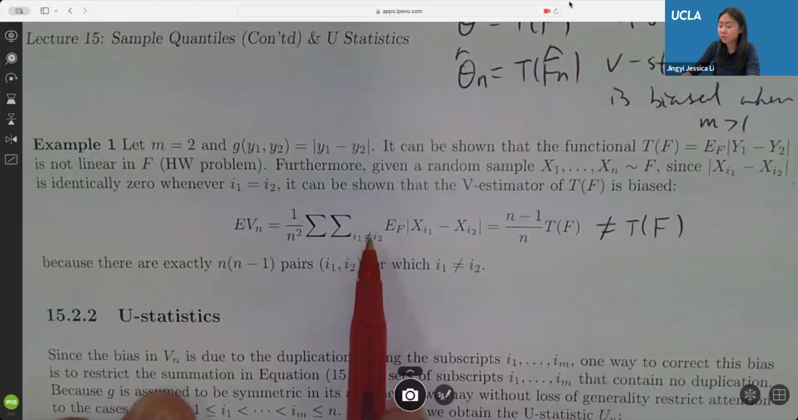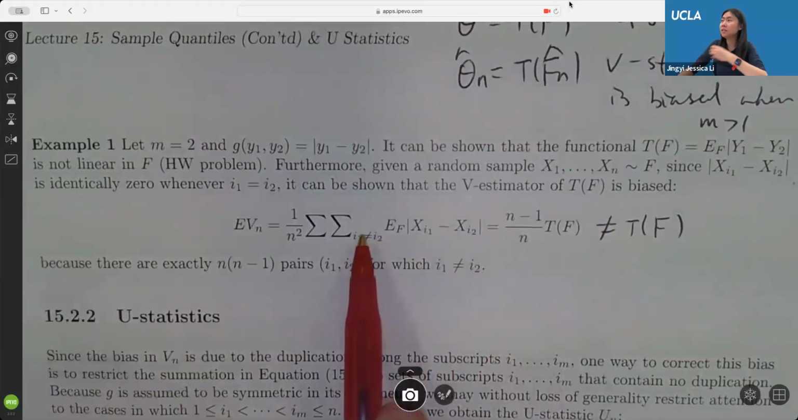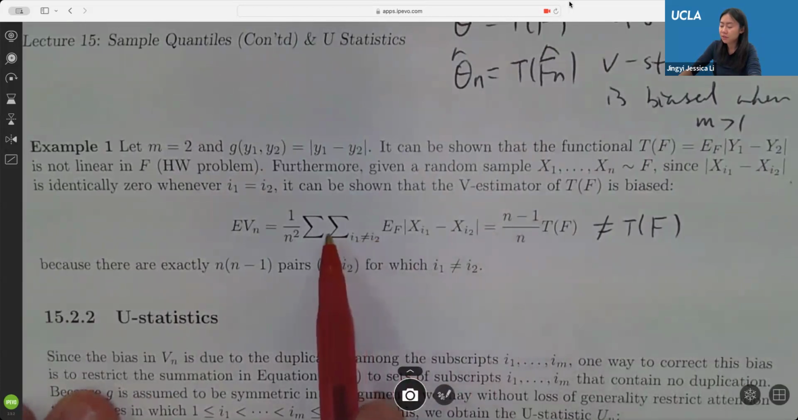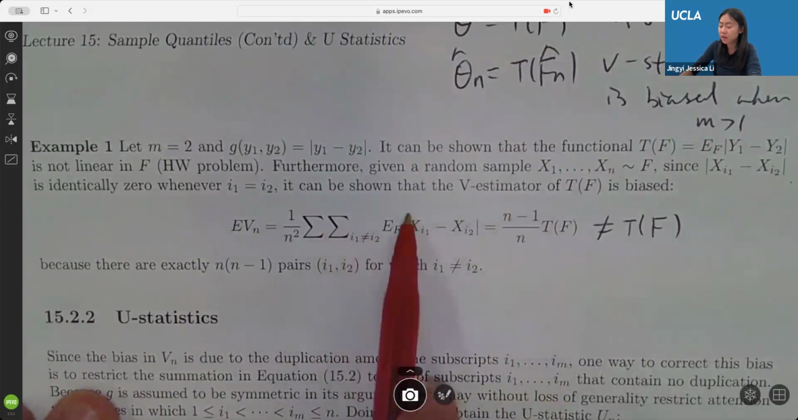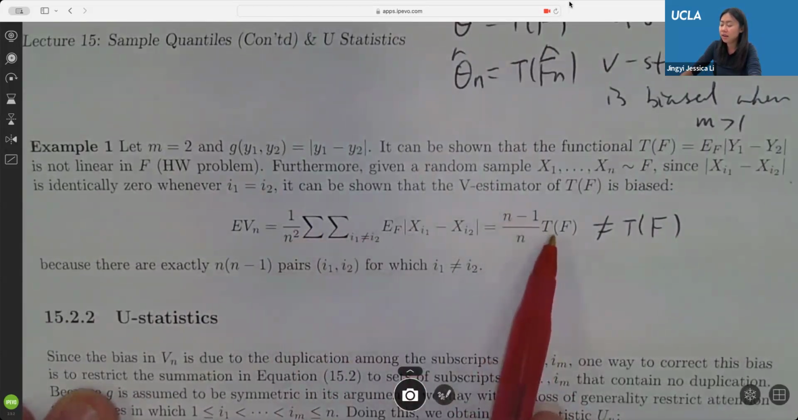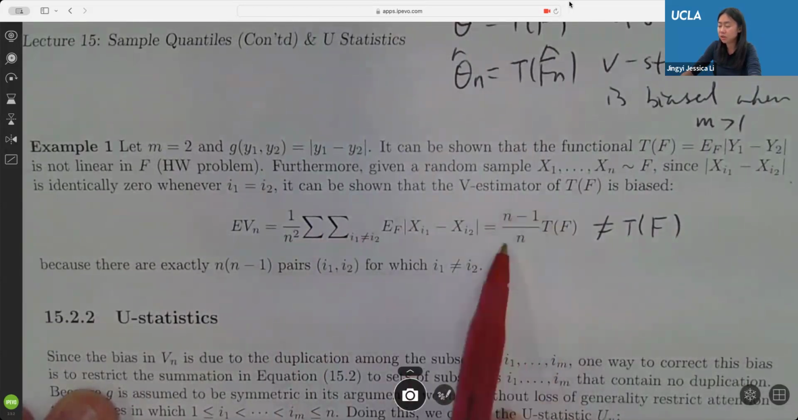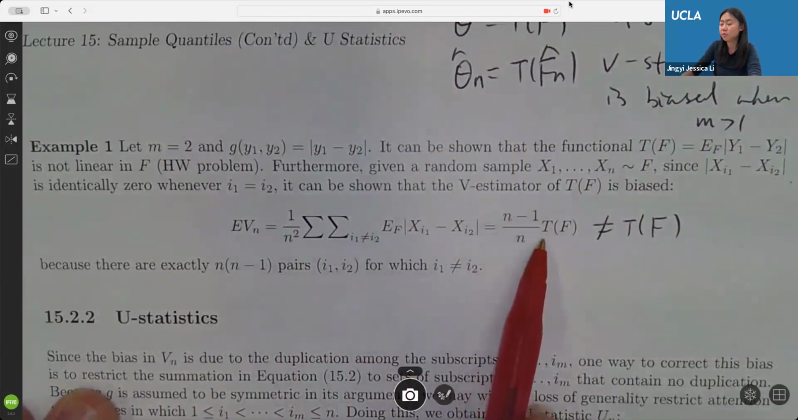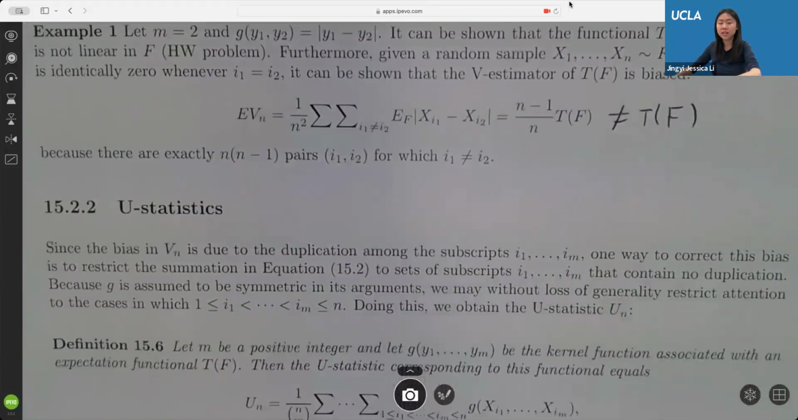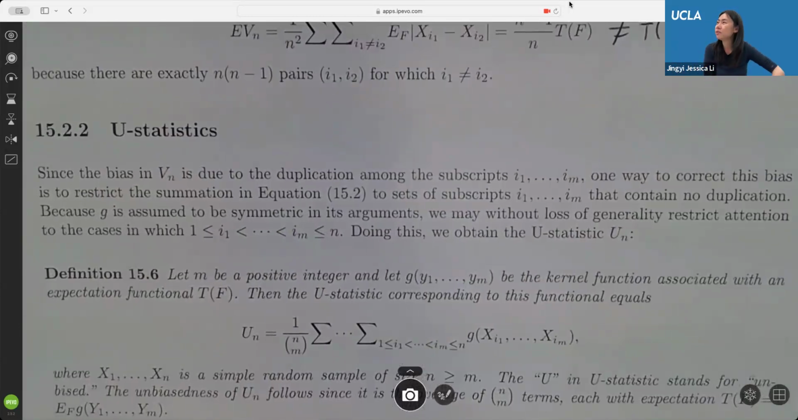So therefore, how many terms do you have there? It's actually n times n minus 1, right? You have to exclude the identical ones. Because you have only n times n minus 1 terms in the sum, and one n is canceled with the denominator, what you get out of here is not exactly T(F), but T(F) times (n minus 1) over n. So there is a finite sample bias. But you can say this bias will go away as n goes to infinity. Because of this bias, it's natural to think, can we propose an unbiased version? And because of this need for unbiasedness, we have the U statistic.